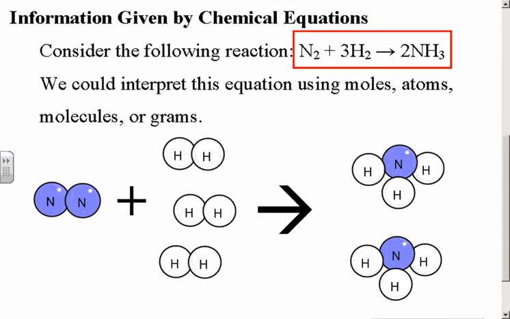Let's look at this example. In this case, we have a reaction given right here. This reaction is showing how nitrogen gas and hydrogen gas can react to form ammonia. NH3, ammonia, is a chemical that's used in making many fertilizers and other important industrial substances. Notice that this equation is balanced.